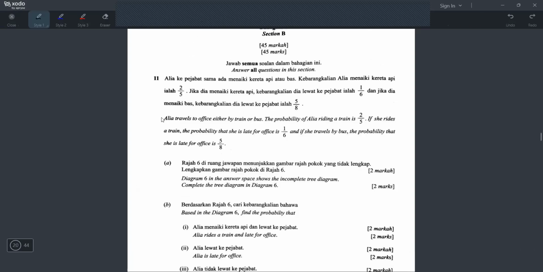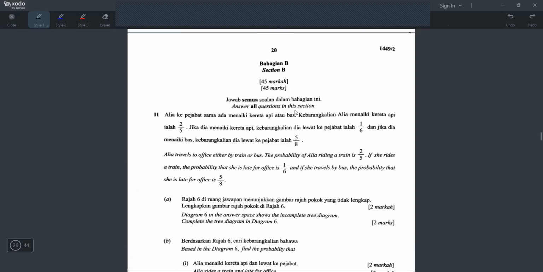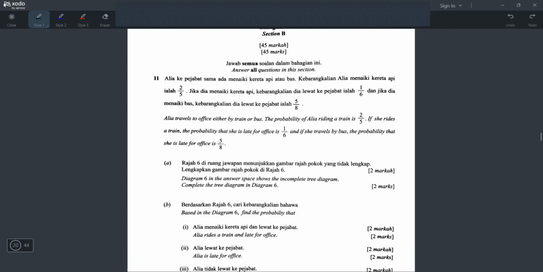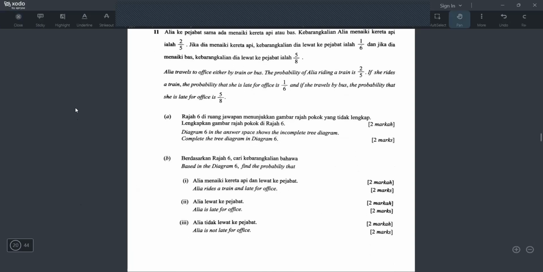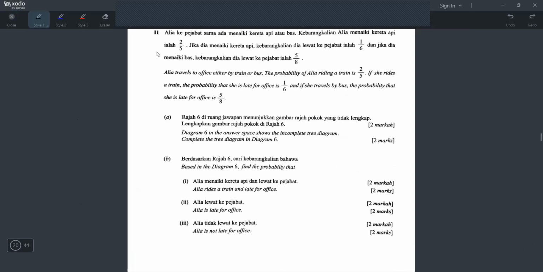Okay, let's move on to section B. Section B, they also say answer all questions in this section. So you cannot choose. You have to answer all. All right, let's look at number 11. I think it's a probability question.